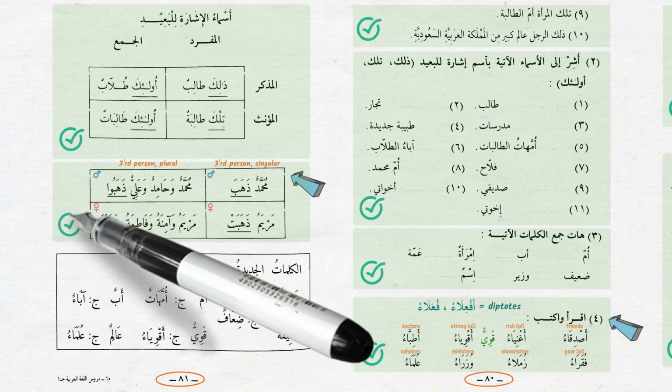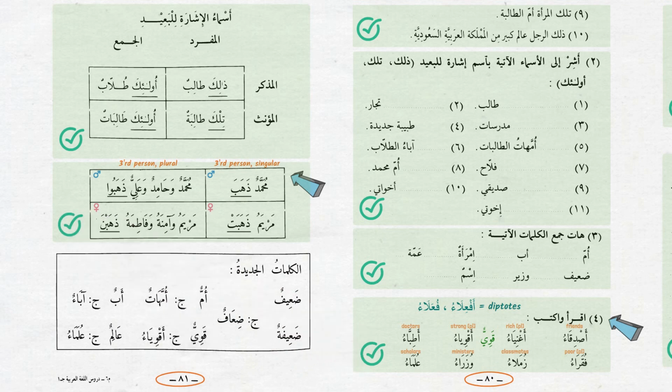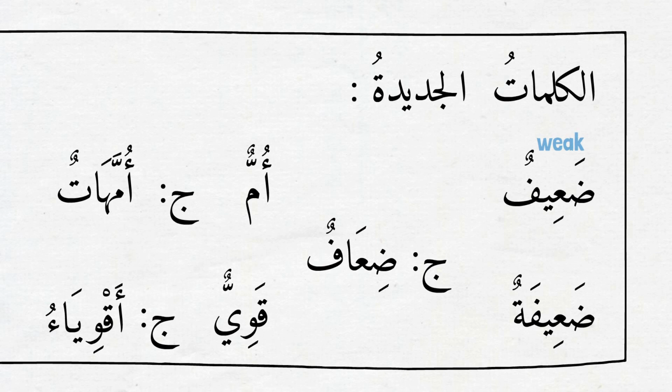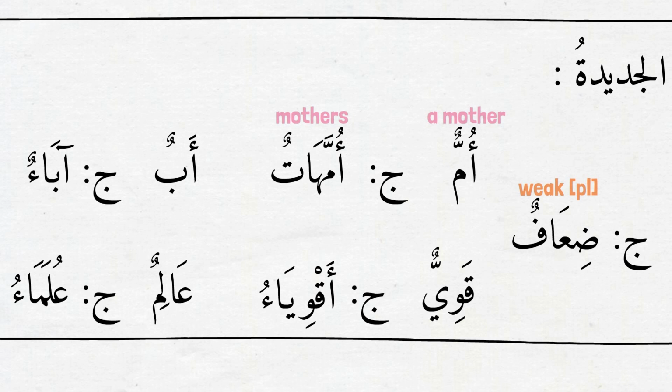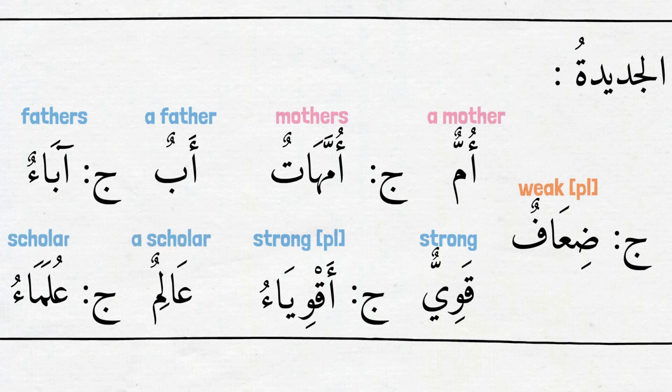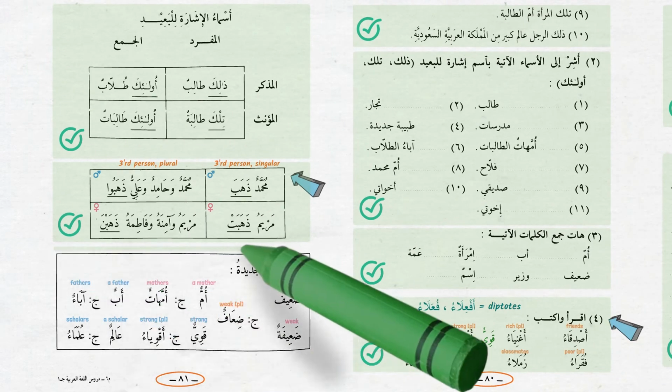Let's conclude our episode by reviewing the new words given at the bottom of the page. ضعيف is weak for مذكر, and ضعيفة is weak for مؤنث. Their plural is ضعاف. The plural of أم is أمهات, mothers. الجمع of أب is آباء, fathers. The plural of قوي is أقوياء, as we just saw in exercise 4. And عالم is a scholar, and علماء is scholars.